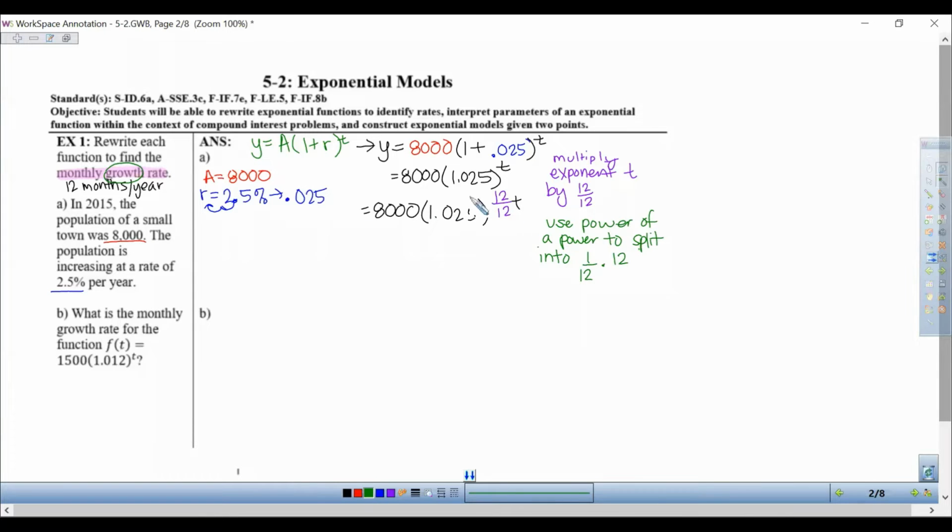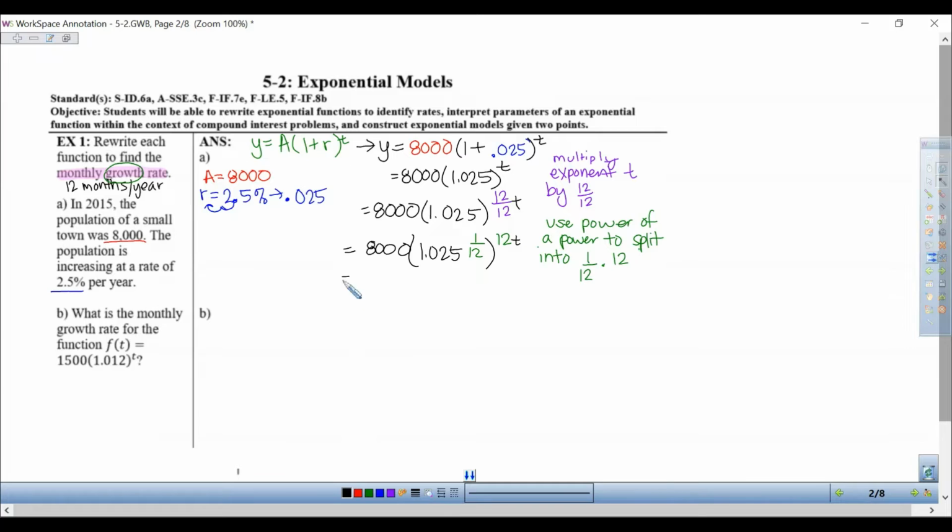So remember that if I had an exponent inside here, I'm going to raise my 1.025 to the 1/12th power, and then I'm going to keep my 12 out here with the t. So I'm going to find the growth rate this way. If we think about that, because there's 12 months in a year, if I plug in the number of years, 2 years, my exponent will be the amount of months within there. So that's where this is coming from.